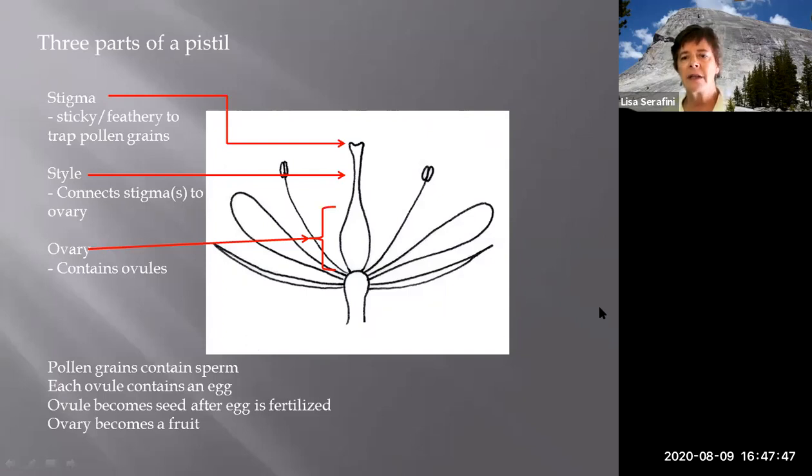So tell all of your friends when they're eating their lovely fruits that they're eating ripened ovaries, and they'll tell you to just go away. But that's what they are. Okay, fruits, botanically speaking, are ripened ovaries.